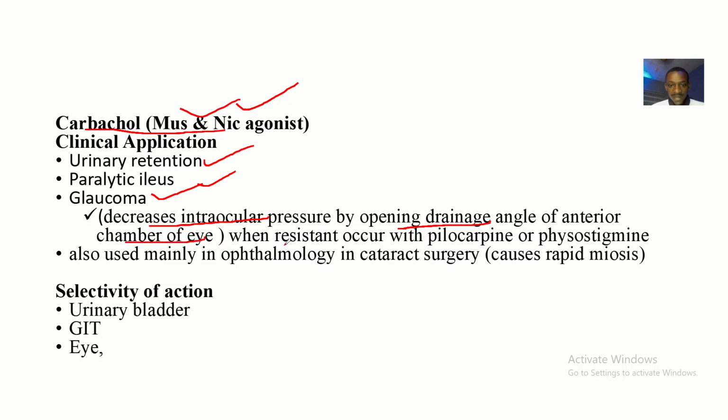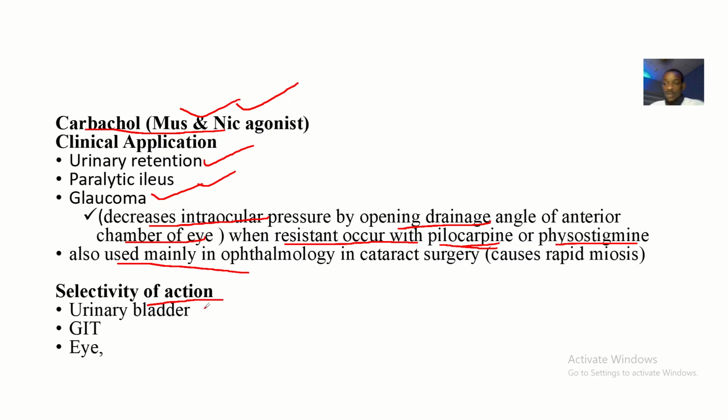Now, when resistance occurs with pilocarpine, because pilocarpine can be used to treat glaucoma too, basically they are saying that carbachol can be used when resistance occurs with pilocarpine or physostigmine. It is also used mainly in ophthalmology in cataract surgery. It causes rapid miosis, right? So when you are doing cataract surgery, you might want to administer this drug.